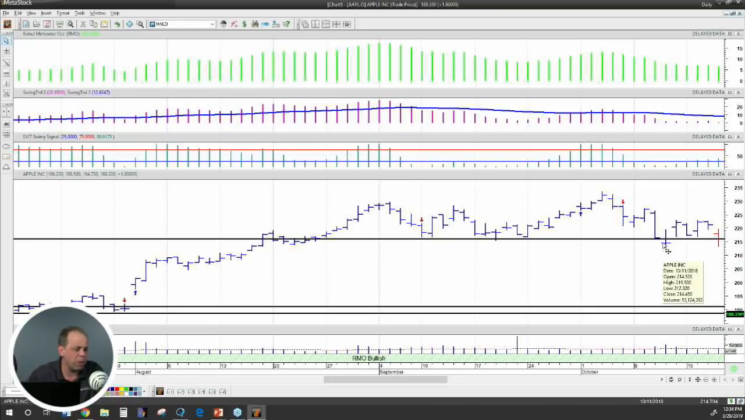And so we would have gotten out on the open here. We would have gotten out at 214.52. So on this particular trade, we got in at, what was it, 192? 191. We got out at 216. We made some pretty good percentages on that trade.